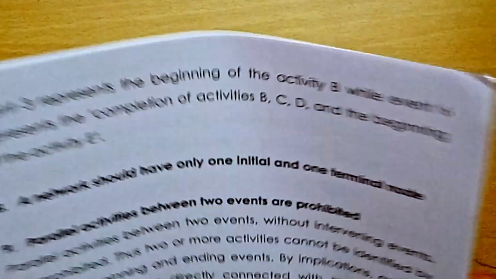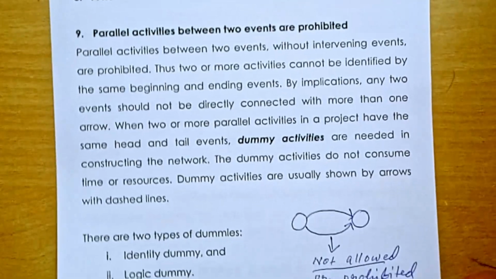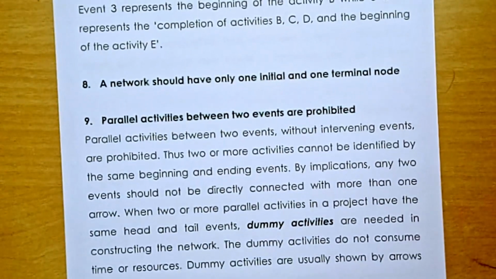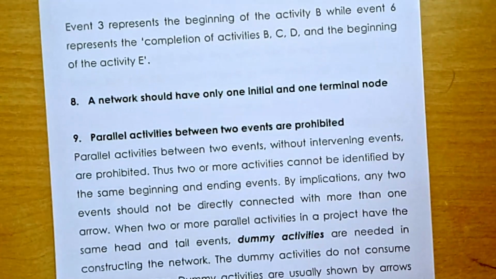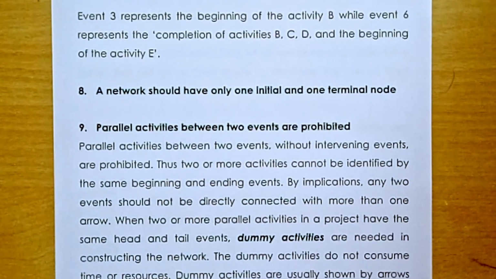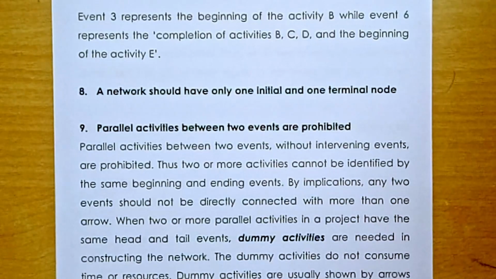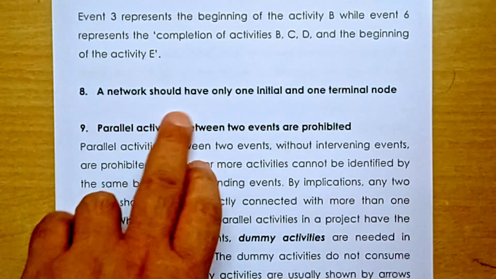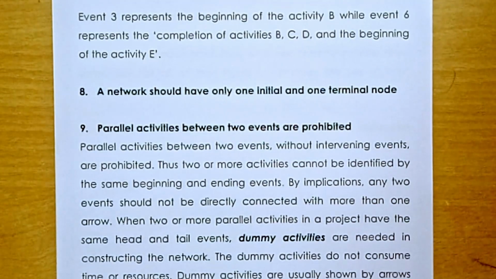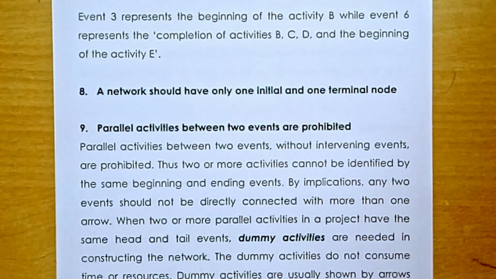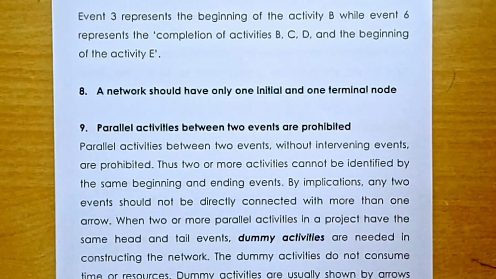Now, rule number 8. Activities should have only one initial and terminal node. Of course, very obvious, so nothing special to discuss here about the network. Networks should have only one initial and only one terminal node. A network should have only one initial and one terminal node.